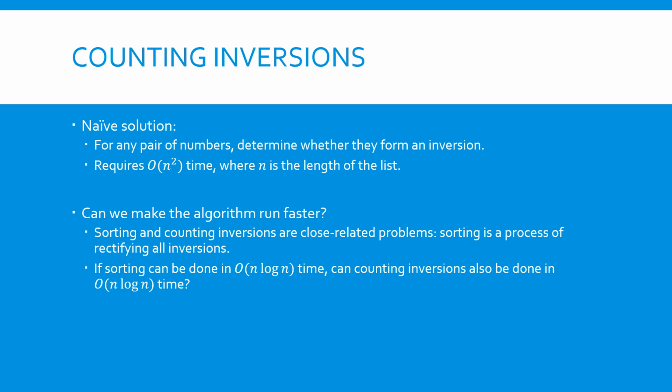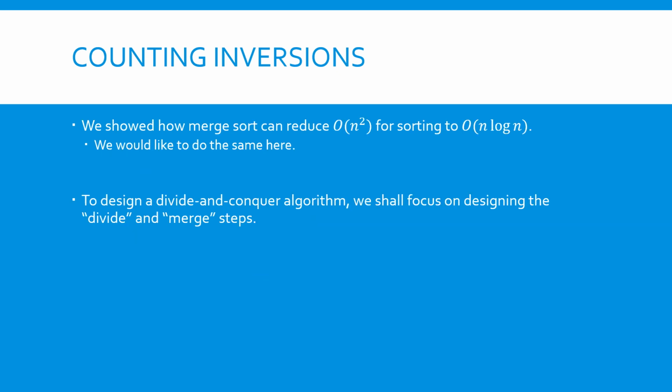Note that sorting and counting inversions are closely related problems, as sorting is essentially a process of rectifying all inversions. Given that sorting can be done in O(n log n) time, we postulate that counting inversions can also be done in O(n log n) time. Recall that we showed how to reduce the time complexity for sorting from O(n²) to O(n log n) using divide and conquer. Here, we want to do the same for counting inversions.